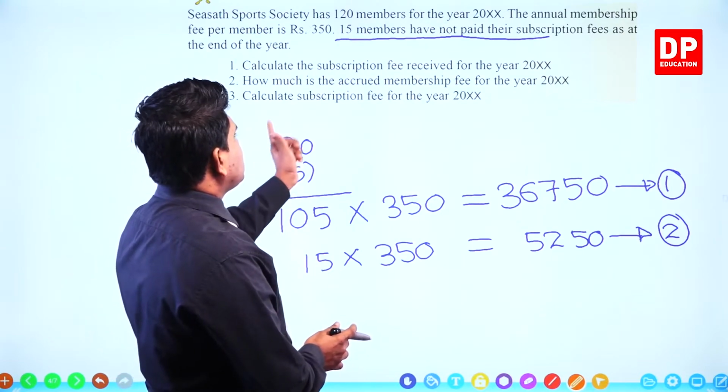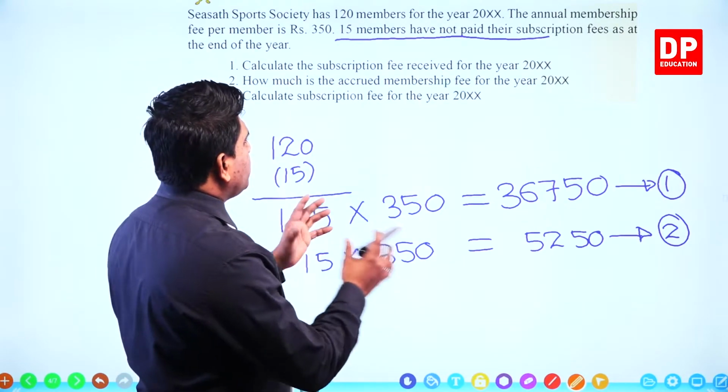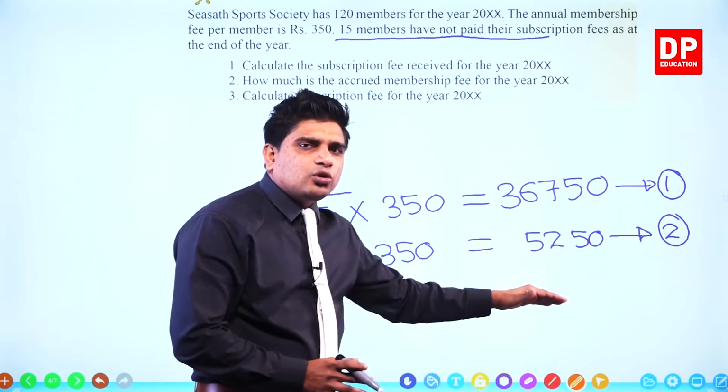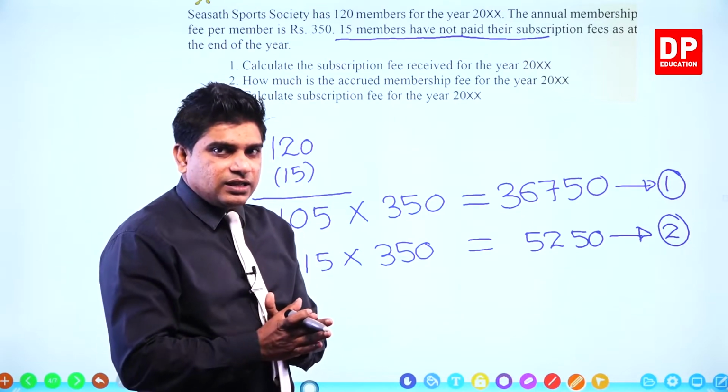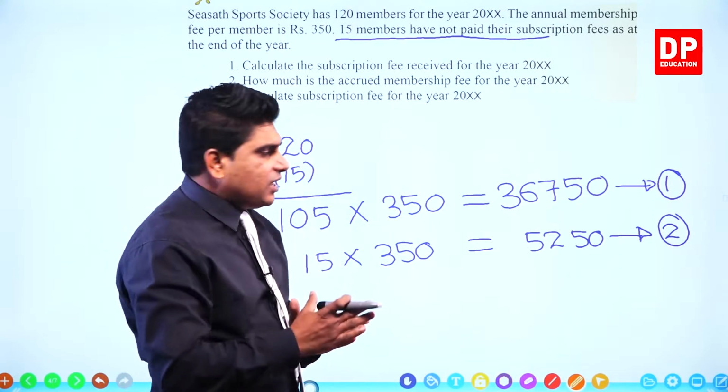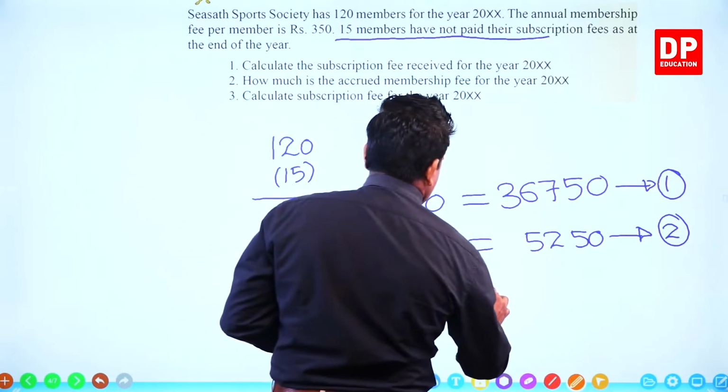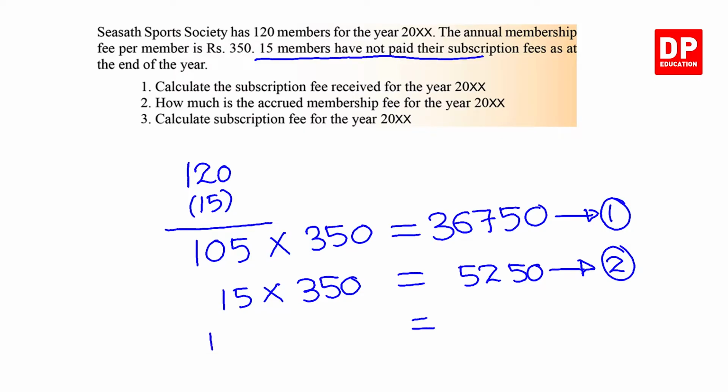Now calculate the subscription fee for the year. You can use two methods here. You can add these two, and if not, 120 members into 350 membership fees per head, then you can get the same answer. See, 120 into 350, how much is the answer? If not, you can do 120 into 350, the answer is 42,000. This is the answer for the third one.